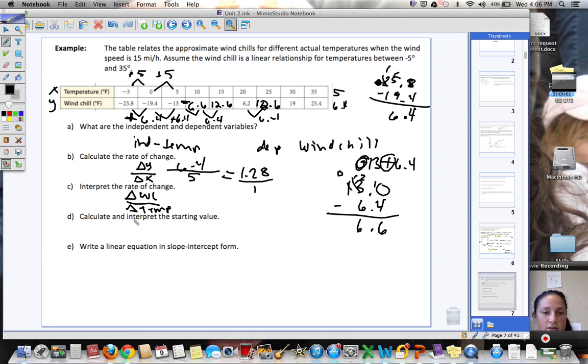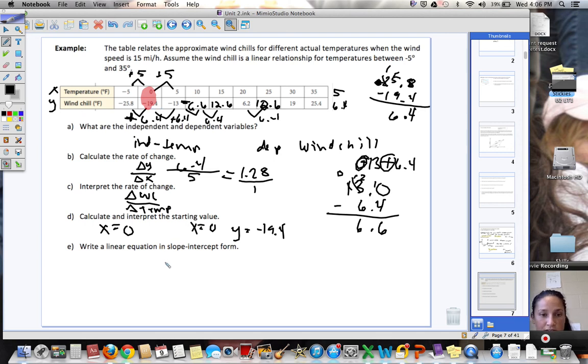So my starting value. Calculate and interpret the starting value. Remember, our starting value is where our x equals 0. And luckily for me, I have a spot right here where x equals 0. It's already given to me. So here, when x equals 0, my y equals negative 19.4. So interpret this. All this is saying is that when it's 0 degrees out, it actually feels like it's going to be negative 19.4 degrees because of the wind chill.